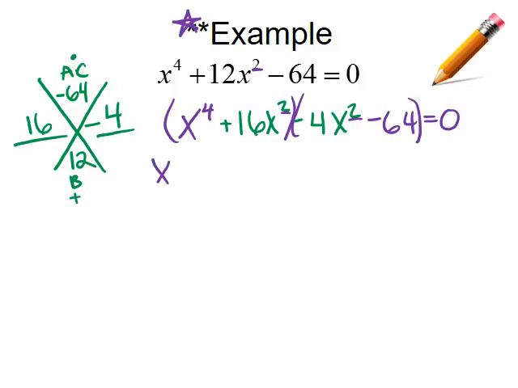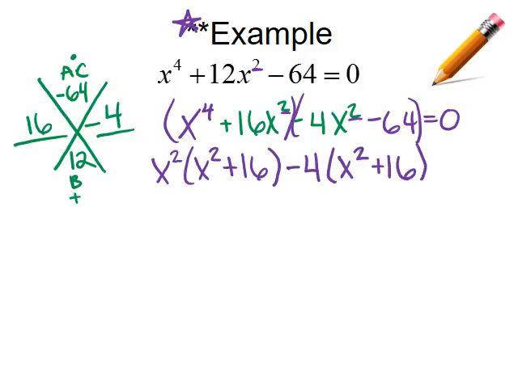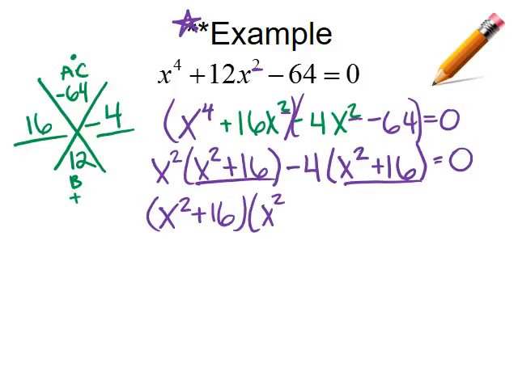Out of the first set of parentheses, I can divide out an x squared, which leaves me with x squared plus 16. In the second set of parentheses, they're both negative, so divide out a negative, and they have a common factor of 4, which leaves me with an x squared, and negative 64 divided by negative 4 is positive 16. I ended up with the same thing twice, which means that is now my common factor that I can divide out. And I'm left with an x squared minus 4.